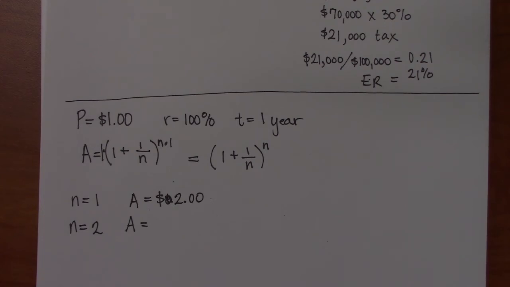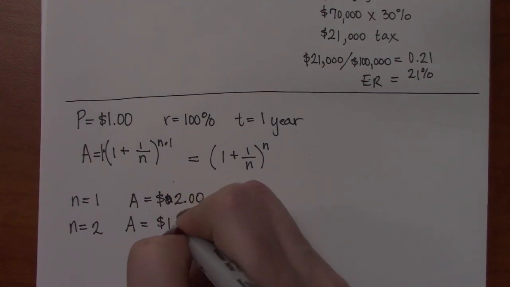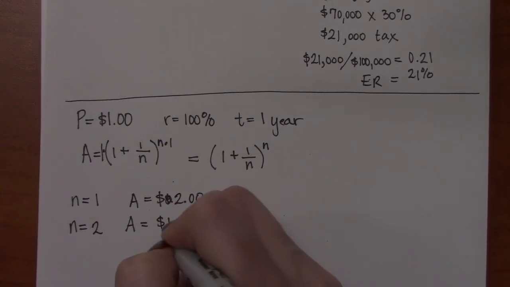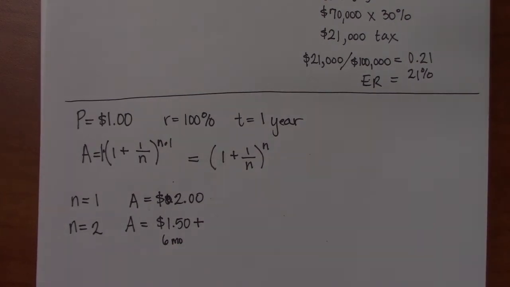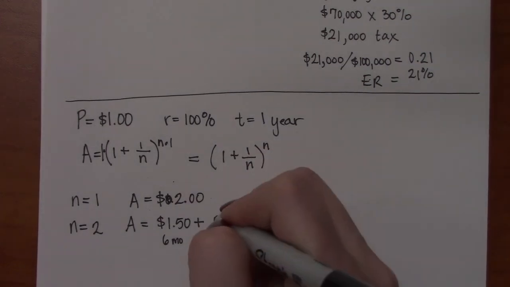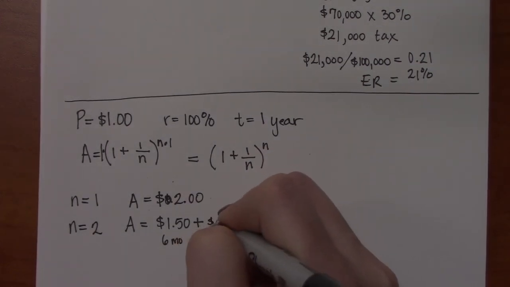But at the end of the year, they're going to say, okay, now we're going to pay you the remaining 50%, but it's 50% of $1.50. So you would have $1.50 in your account after the first 6 months, right? Then you would get another 75 cents in interest on the second amount, and you would end up at the end of the year with $2.25.